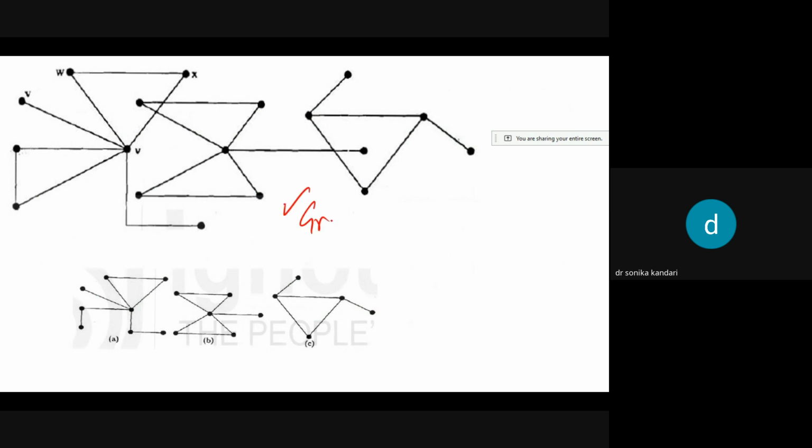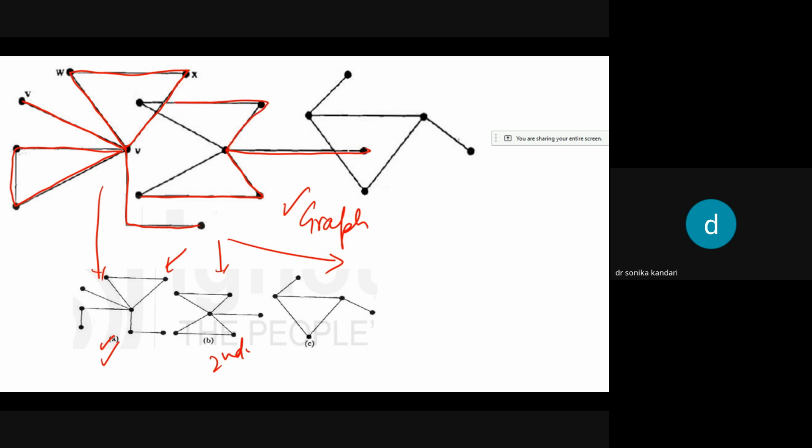This was the graph. And here we are having disconnected components. This one is at the leftmost side. Second one is this. And here we are having the third one. Is it clear? So it is having three disconnected components, that is first, second, and third.